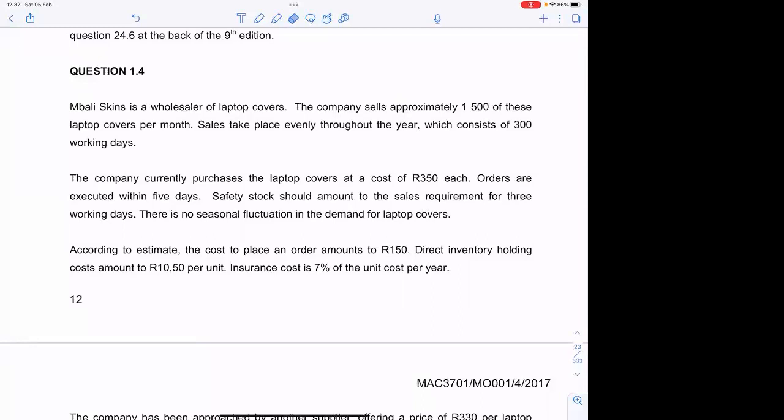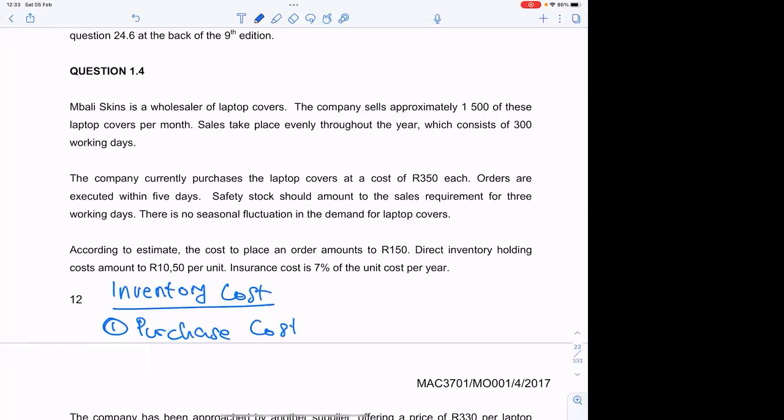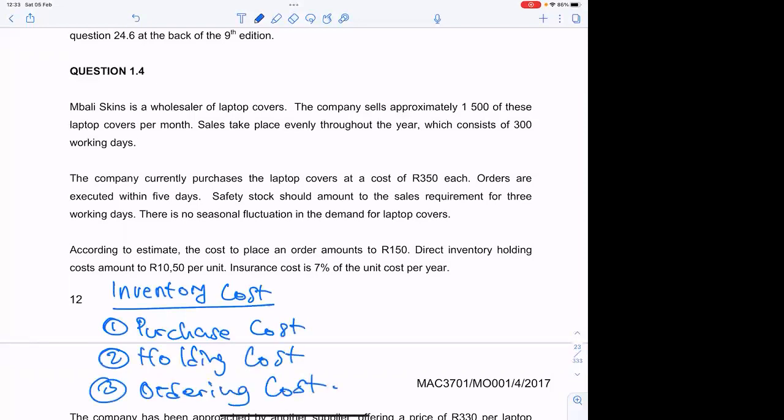The holding cost. So what you do now as a management accountant, you are going to say, my inventory cost has got these three items there. Number one, it has got the purchase cost. Number two, it has got the holding cost. Number three, it has got the ordering cost. So when I look at my question now, I will say these three items, if I add them together, which one is going to give me the lowest cost? So I will take that one.